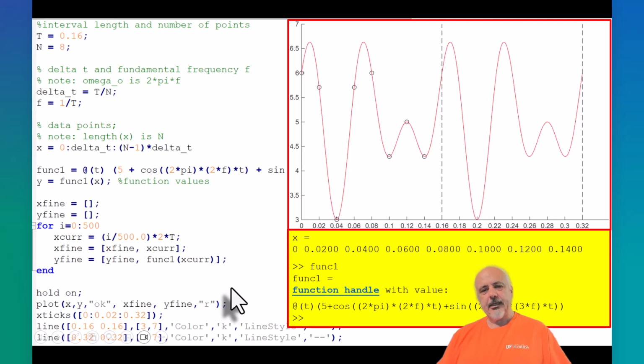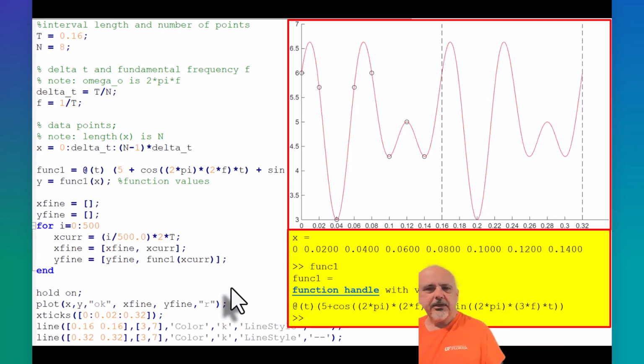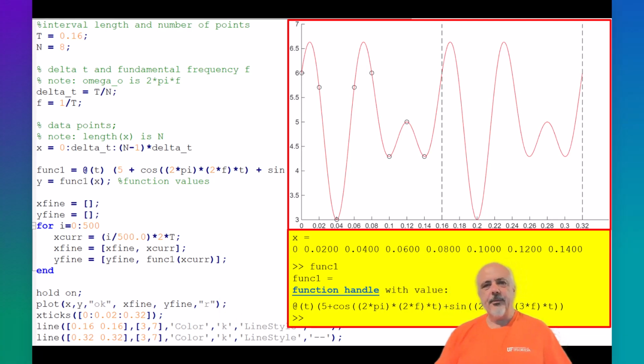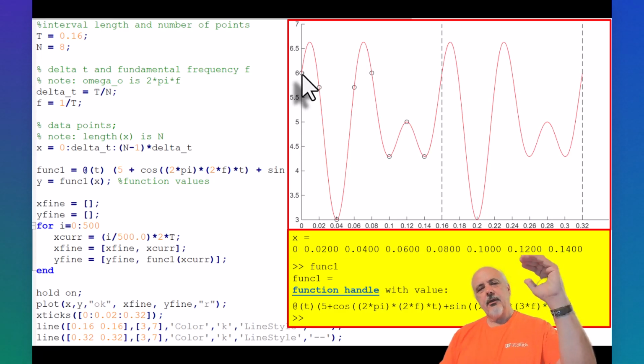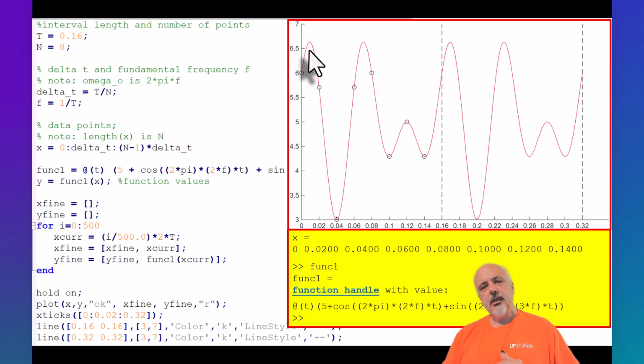So let's see what it looks like. So here's what it looks like. The red is showing the smooth over 2 cycles. And then I see the raw data in circles, starting at 6. Remember, the 5 is the offset, but the cosine is going to add a 1 to it. So I've started at 6, and then I go through.